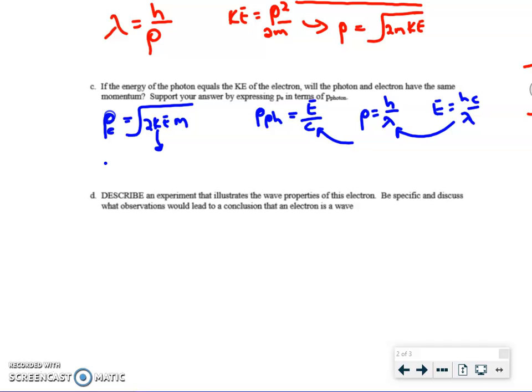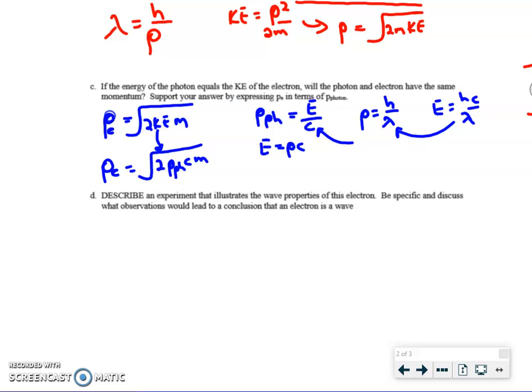So I can then say that the momentum of the electron equals twice, there's the 2. If I go over here, the energy of the photon is Pc, so that's P of the photon times c times m. And the point is, they're not the same value. If they were, both P's would be the same.